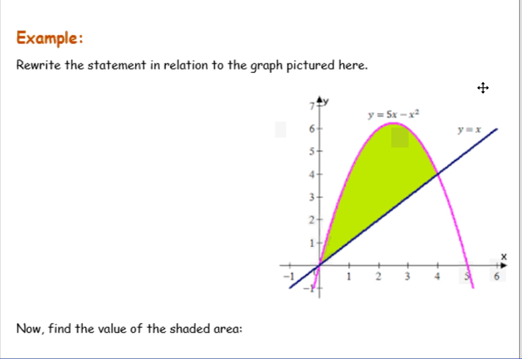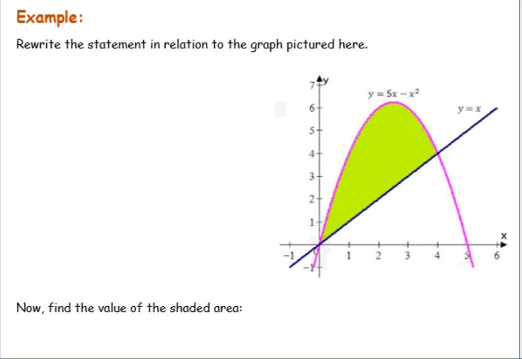Okay. So here I said rewrite the statement in relation to the graph pictured here. So rather than write a big horrible sentence, which one is Y1? The pink, purple one, or the B is red. Which one is Y1? Yeah, that's right. That's Y1. So that one's obviously Y2. So it's important you've got to have the top function minus the bottom function.